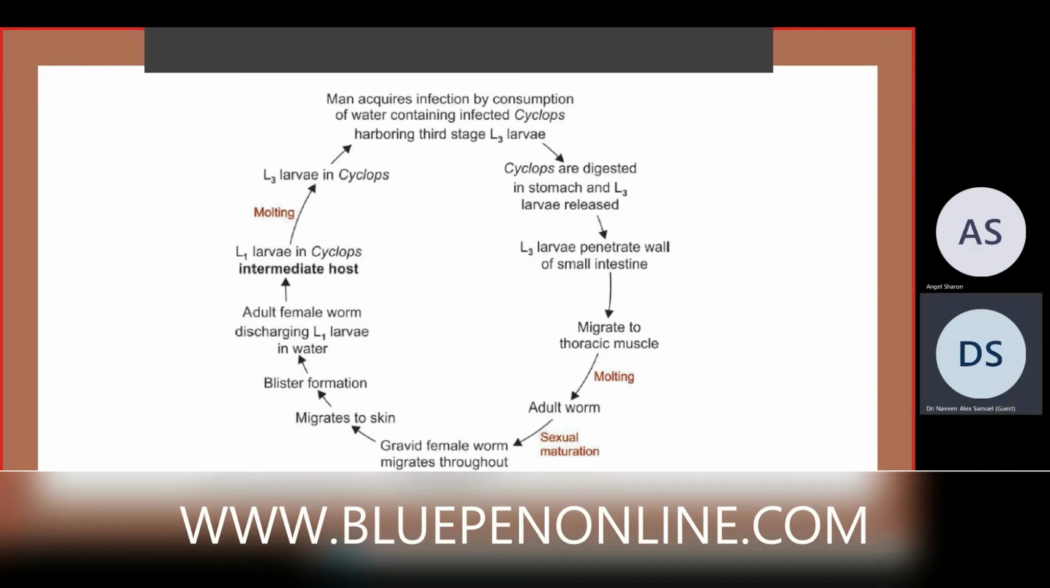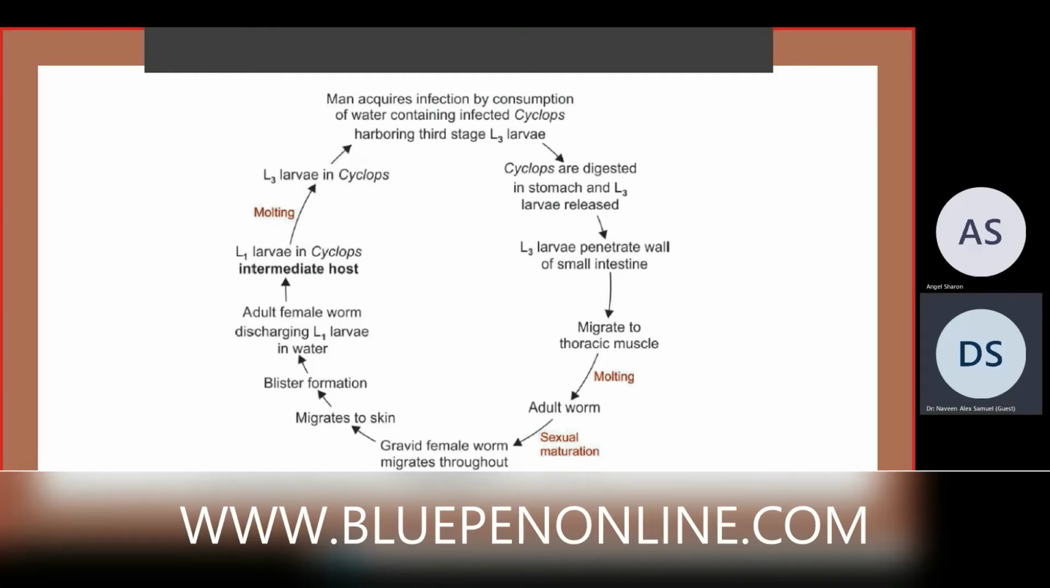The adult female worm discharges the L1, the first stage larva, from the blister. So when the person with the blister swims in the swimming pool, this larva enters the water, and the larva is then taken up by the cyclops, and again the cycle repeats.